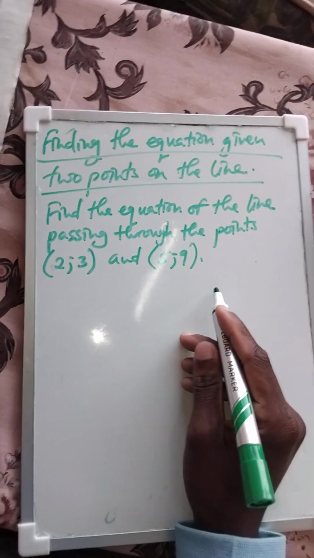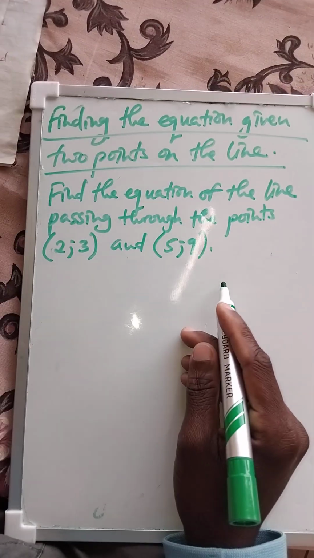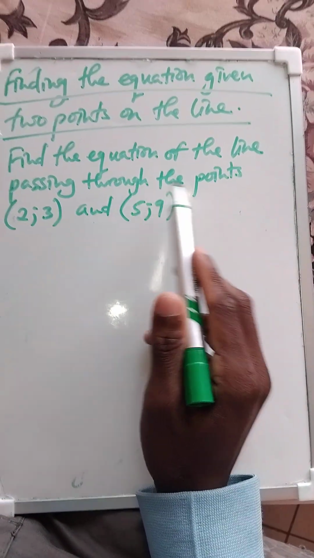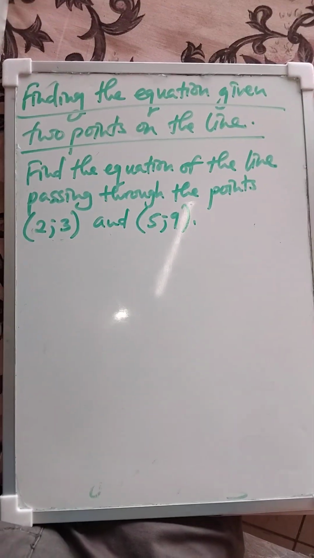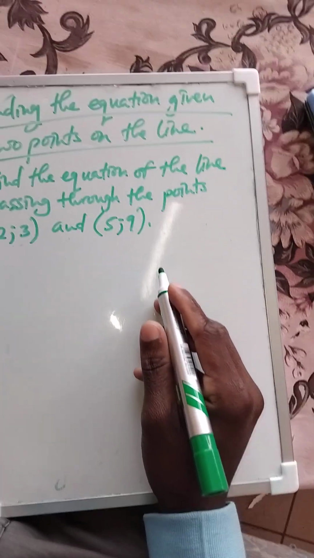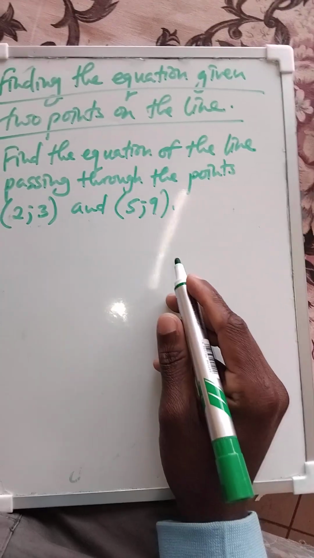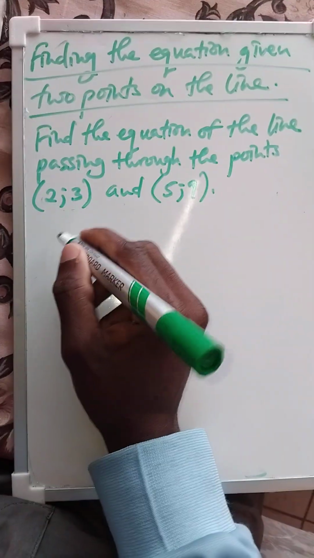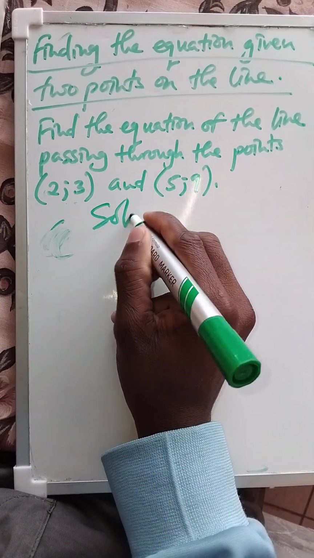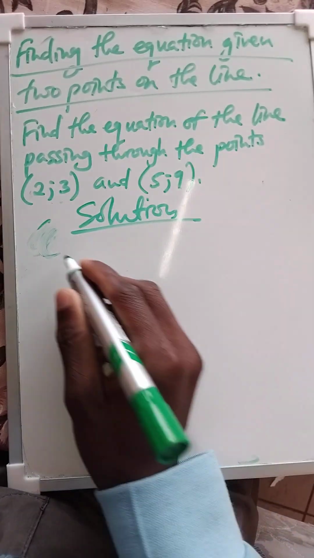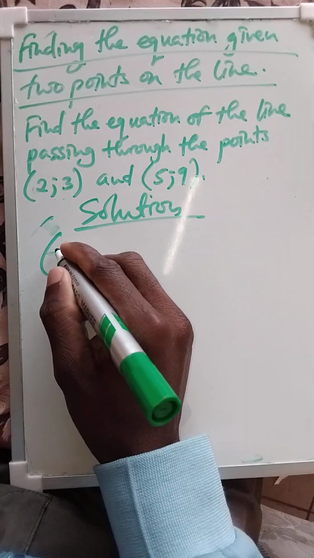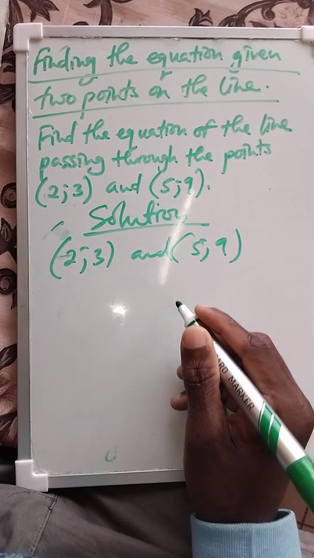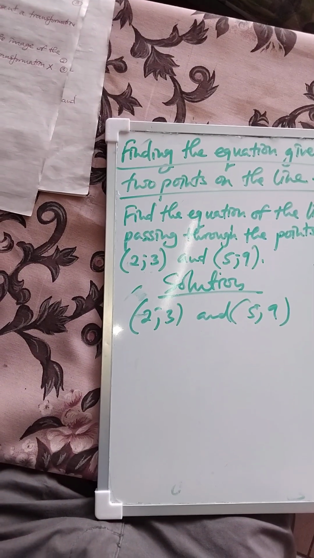Now finding the equation given 2 points on the line. The question is: find the equation of the line passing through these two points. First thing, if you want to find the equation of a straight line, first find the gradient. So for the solution, the gradient of 2 and 3.